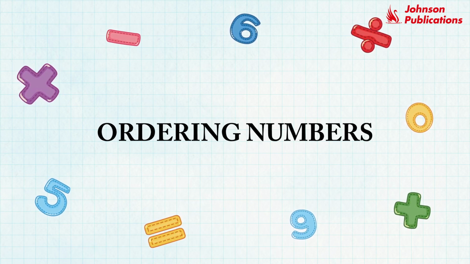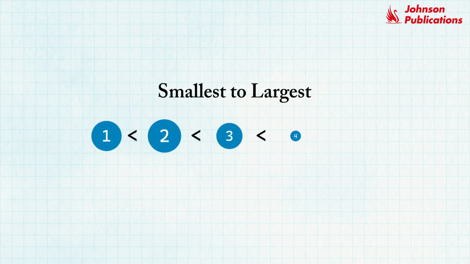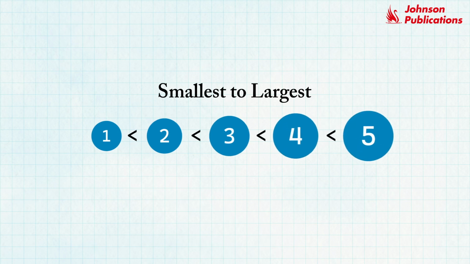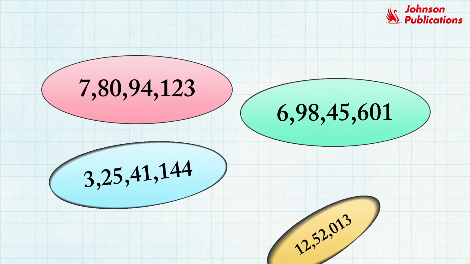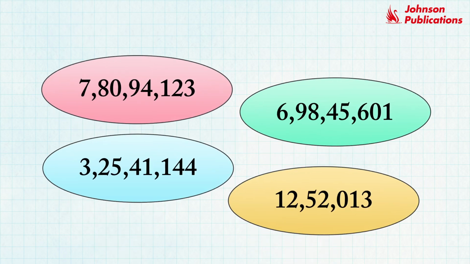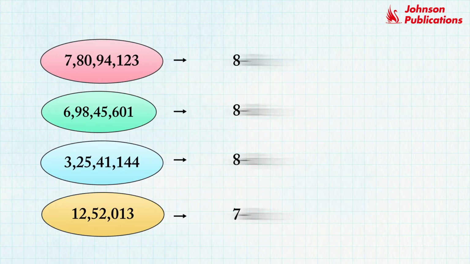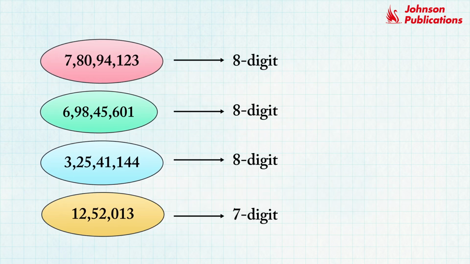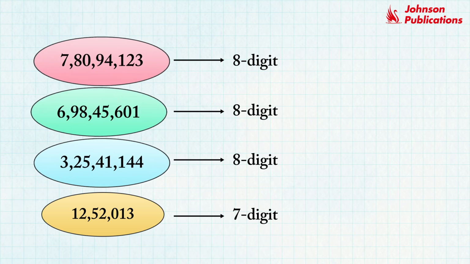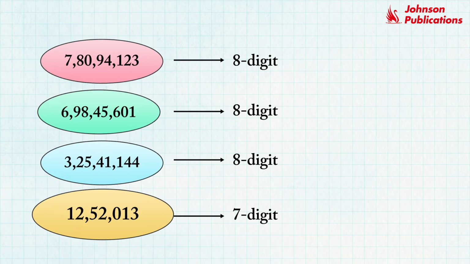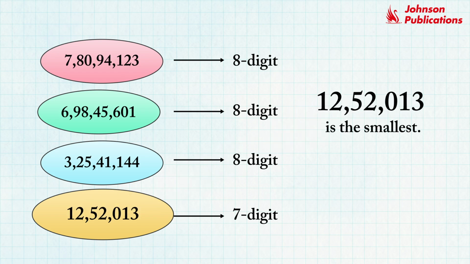Ordering numbers. Arranging numbers from the smallest to the largest number is called ascending order. For example, let us arrange the given numbers in ascending order. Step 1. Check if the number of digits is the same in all the numbers. We can see that these numbers are 8-digit numbers and this one is a 7-digit number. Thus, this number is the smallest one.